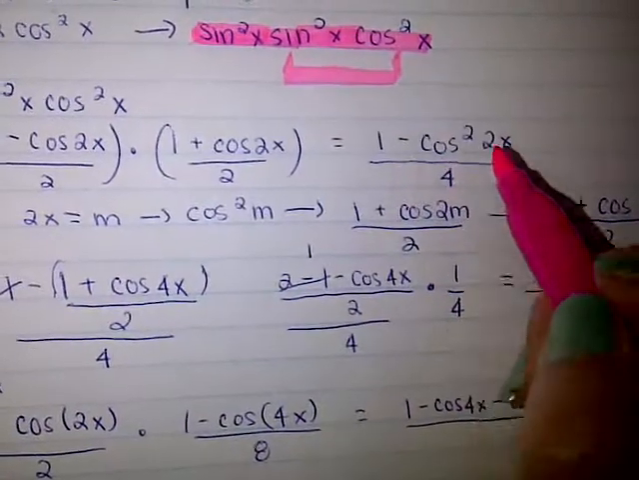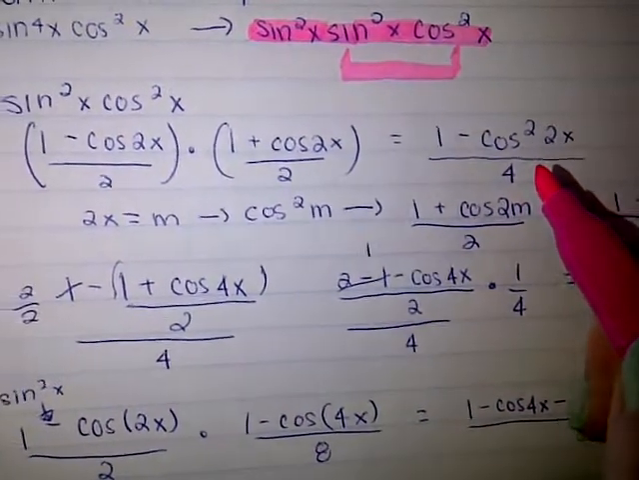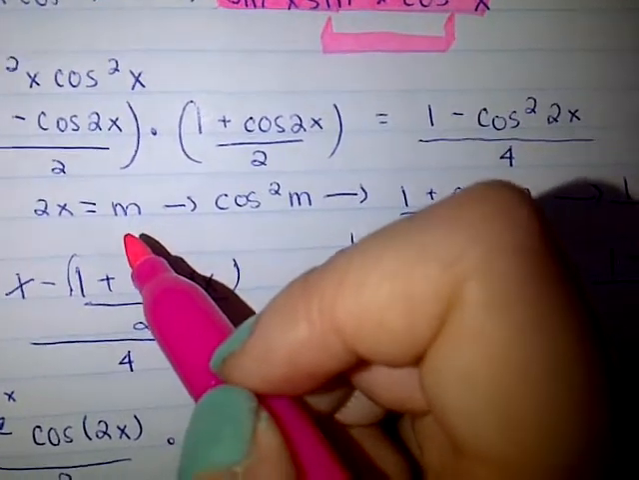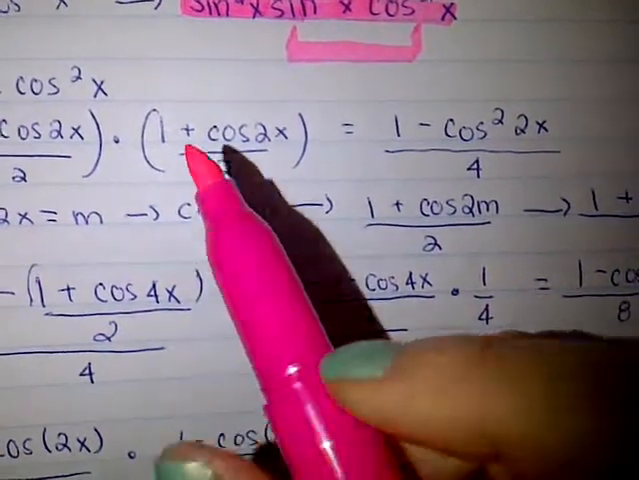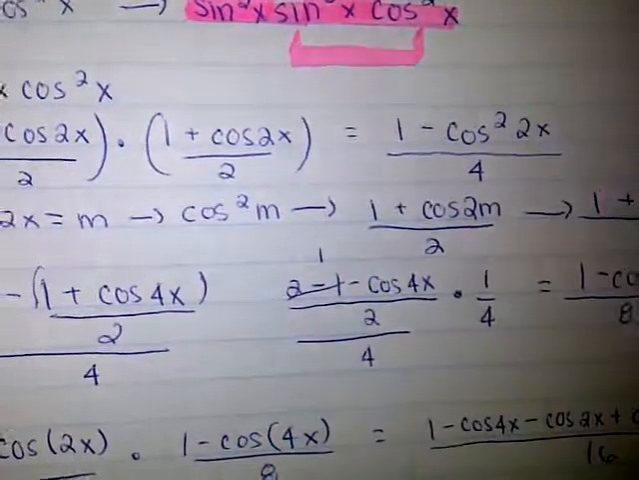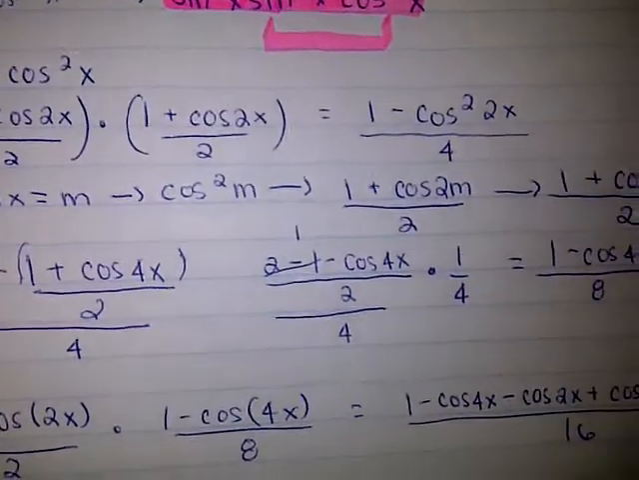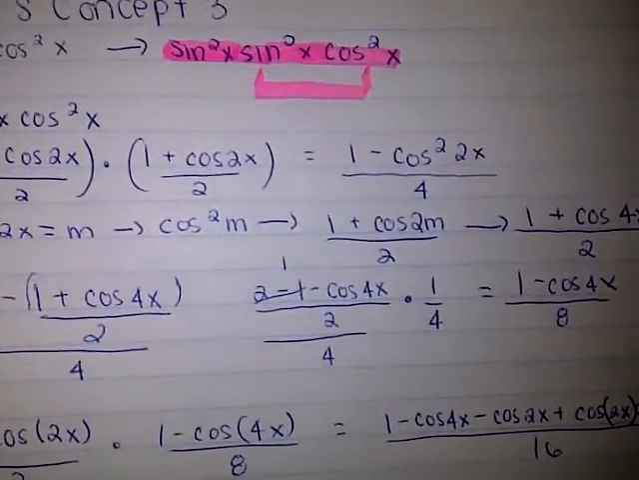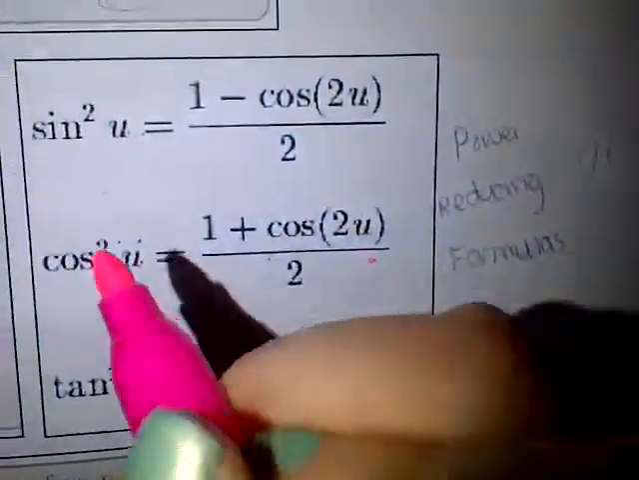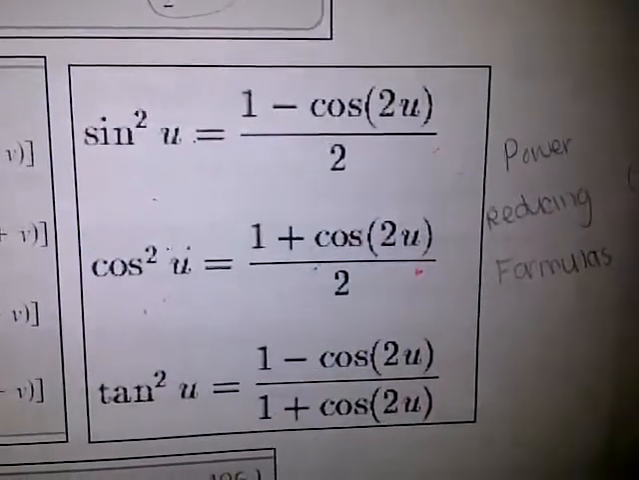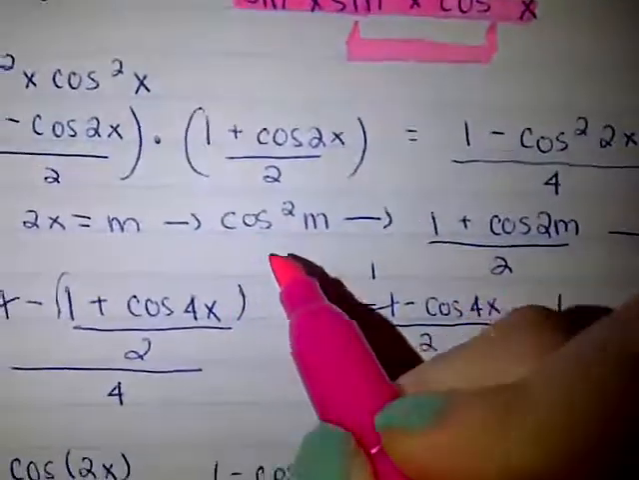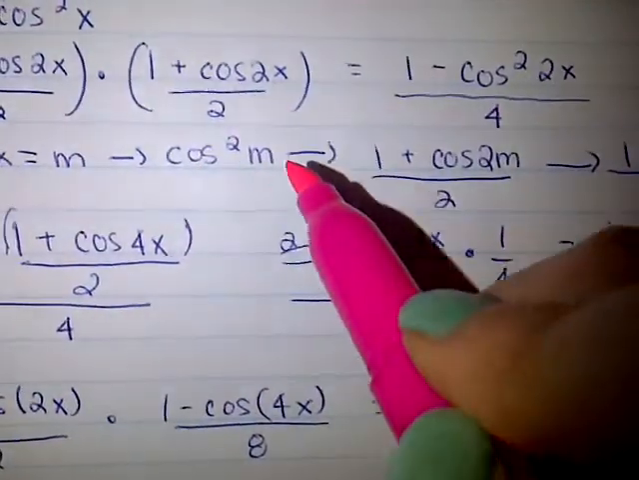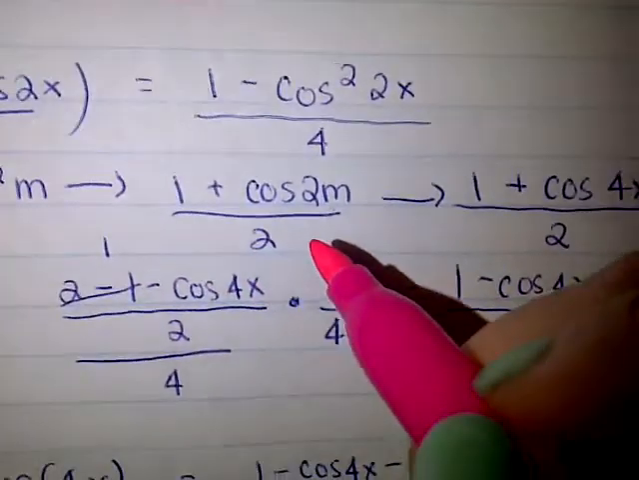Since this is still not in the first power, you're going to replace 2x with m. So the equation would be cosine squared m. Now, doesn't cosine squared m look familiar to what we just had done? Why, yes it does. So if you look back at your power reducing formulas, m is basically the same thing as u, but they're just different variables. So you're going to replace that with cosine squared m, and you're going to get 1 plus cosine 2m over 2.